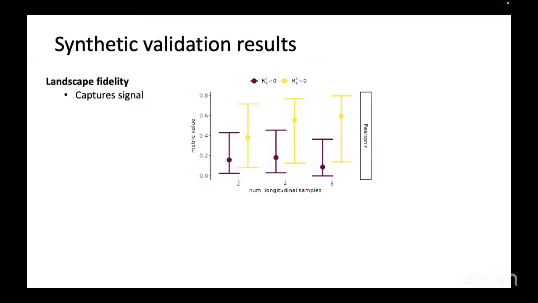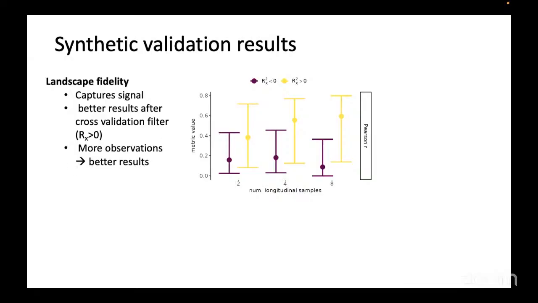Okay. So the results on the synthetic validation, the landscape fidelity, measured here with just a simple correlation, you can see that these values are at least above 0, so it does capture some signal. You can see that the yellow, so this is after the cross-validation filter, are much higher than the purple. And finally, you can see going left to right, as we increase the number of longitudinal samples in the data, these yellow bars are going up, so more observations, better results.